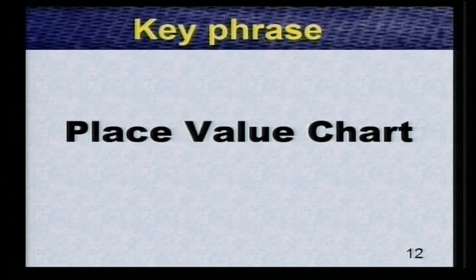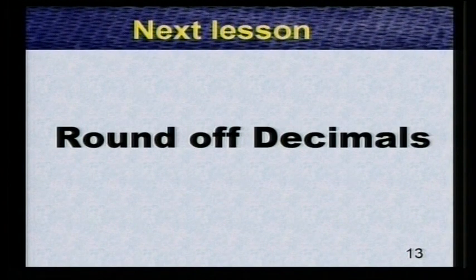Now, Grade 7 students, we have come to the end of the lesson. Our key phrase for today's lesson is place value chart. Our next lesson will be rounding off decimals.